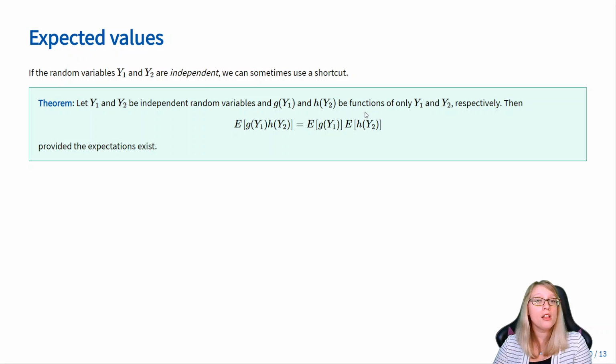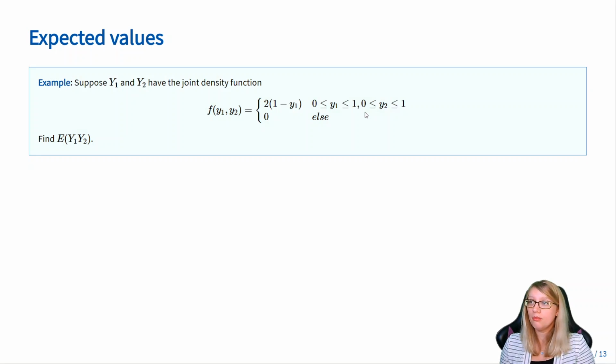So something that follows from this is that under independence, the expected value of y1 times y2 is the expected value of y1 itself times the expected value of y2 itself. Again, this is provided that those expectations exist, which they may not.